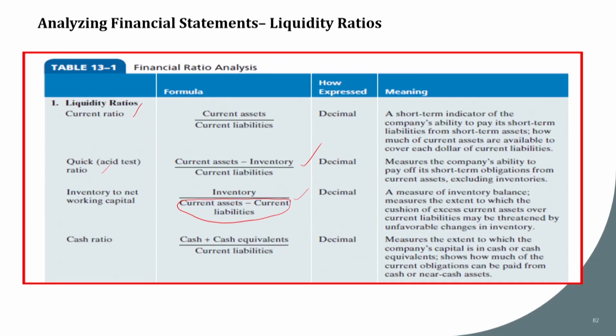Cash ratio means cash plus cash equivalents divided by the current liabilities of the firm. So, some examples here: during COVID-19, firms with stronger liquidity like Infosys managed better, while weaker firms struggled to survive. And beyond liquidity, firms must also generate profits. So, let us look at the profitability ratios, which are in the next slide.